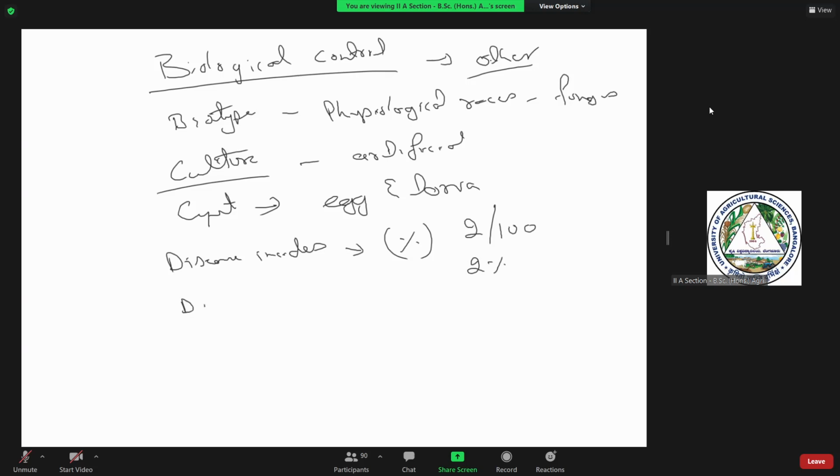And another term that we often use, dissemination, is basically the spread of the inoculum from the source of the disease to the healthy plants in a defined geographical location. Like, for example, a person X infected with coronavirus and the person Y got infected. This is called dissemination: the spread of the inoculum from the source to the healthy person.